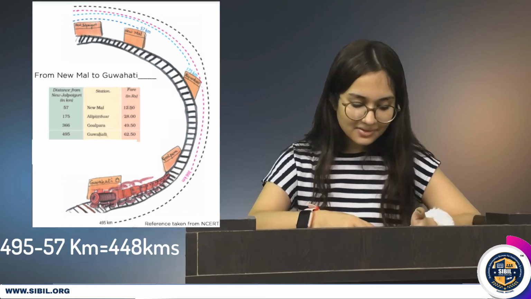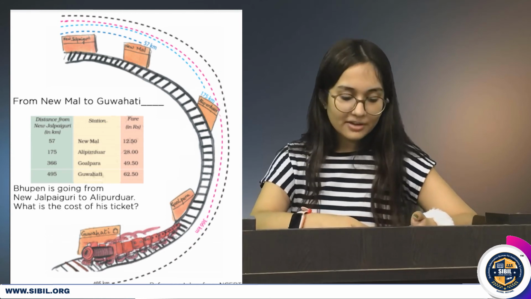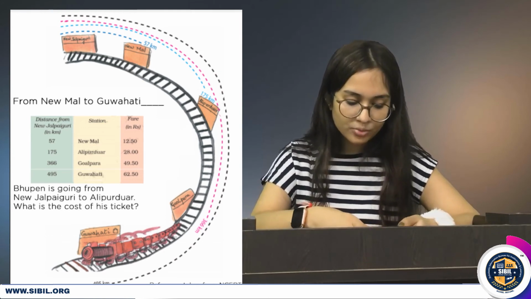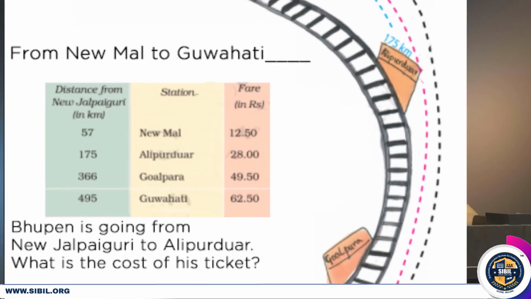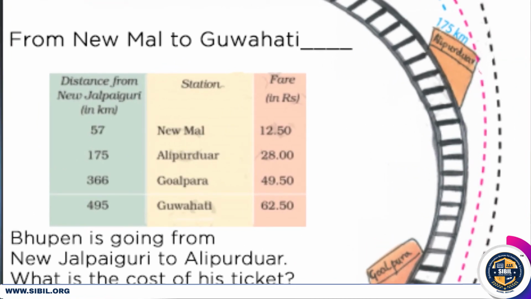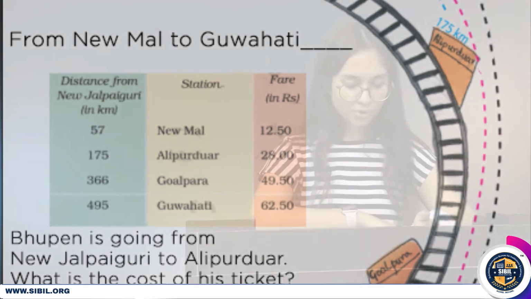And then the next thing is find the cost of the tickets. So if Bhupen is travelling from New Jalpaiguri to Aligarh, what is the cost of his ticket? So he will be paying rupees 28 for the ticket, and this you can answer by looking at the table. So in the similar way, you need to do the rest of the questions.